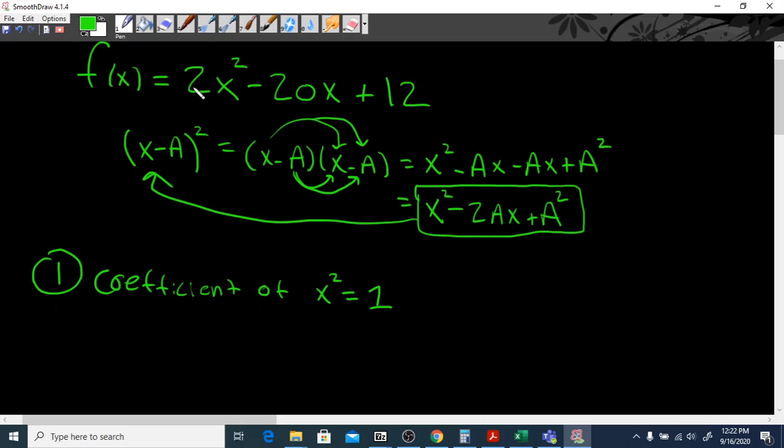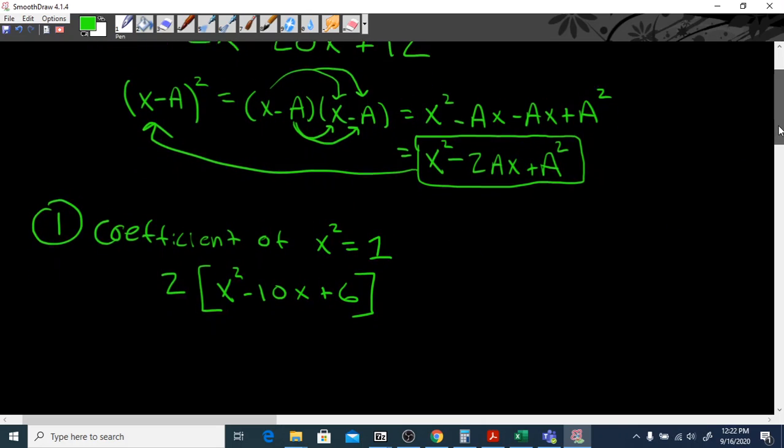So what I'm going to do is factor this 2 out. Whatever the number is here in front of x squared, we're going to factor that from every term. Okay, so I'm going to pull the 2 out. That's going to leave x squared minus 10x and then plus 6. Okay, so now inside the bracket we have a coefficient 1 in front of x squared.